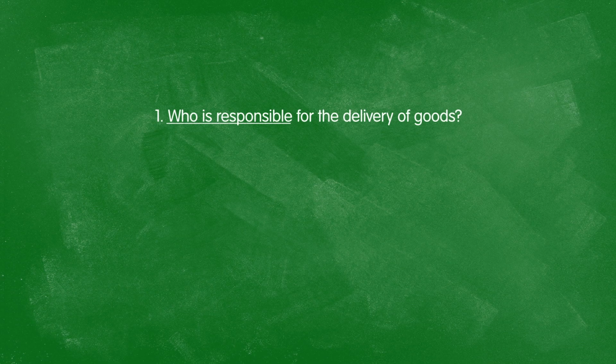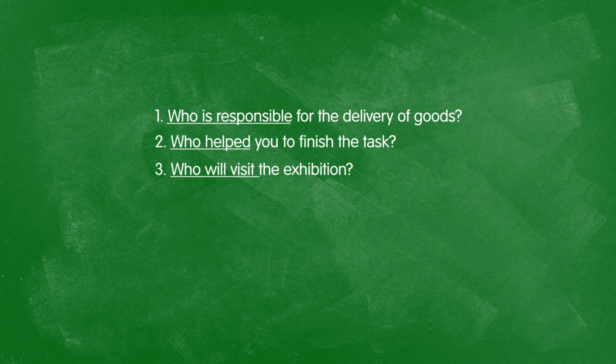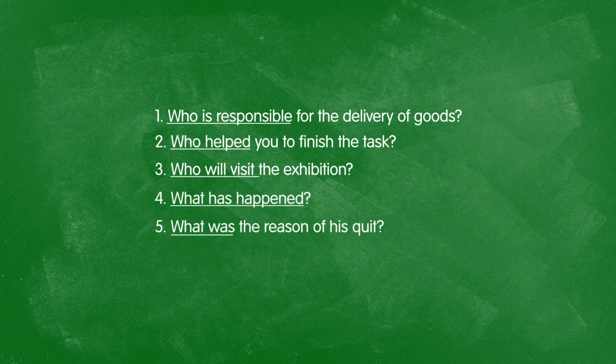Who is responsible for the delivery of goods? Who helped you finish the task? Who will visit the exhibition? What has happened? Or, what was the reason of his quitting? Questions to the subject usually start with the question words what or who. The main peculiarity of these questions is the absence of the auxiliary verb in the present and past simple tenses.